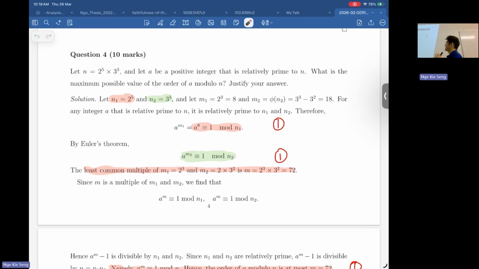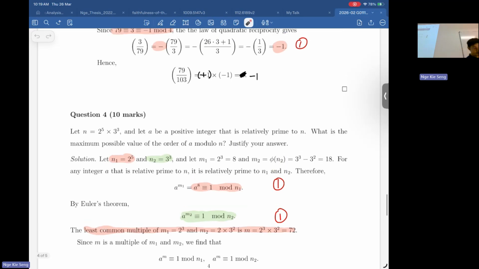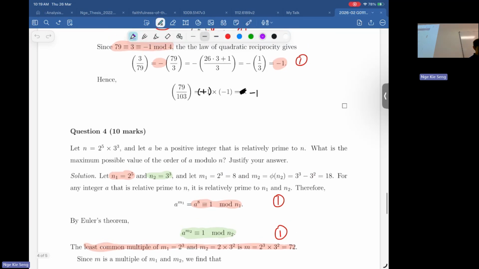First of all, you need to ask yourself what these terms mean. Order of a mod n means what? You have to solve an equation a to the m congruent to 1 mod n. You want to ask what's the largest possible m. So maybe I should write down first: you want to find m such that a to the m is congruent to 1 mod n.